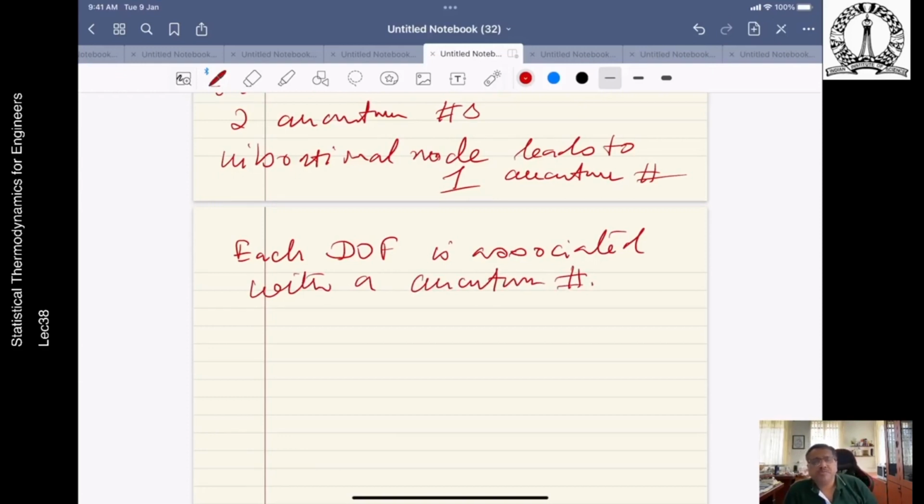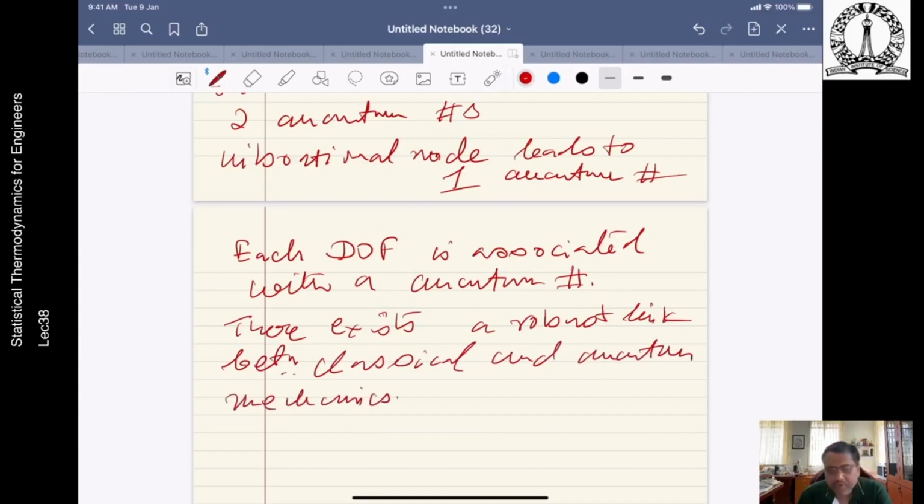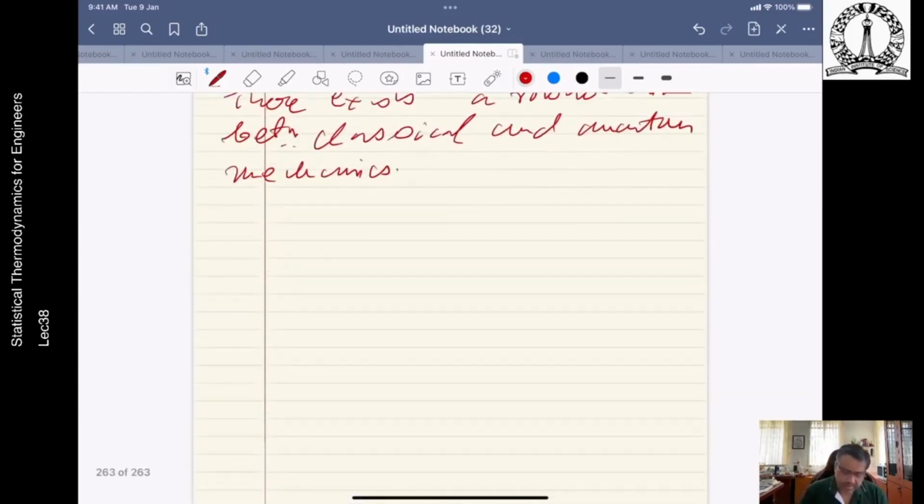So there exists a very robust link between classical and quantum mechanics. There exists this very nice association, I should say, between the two. Next, let us look at something called the phase integral.